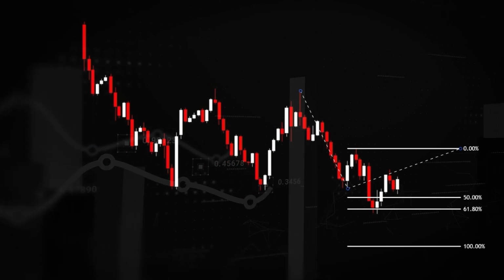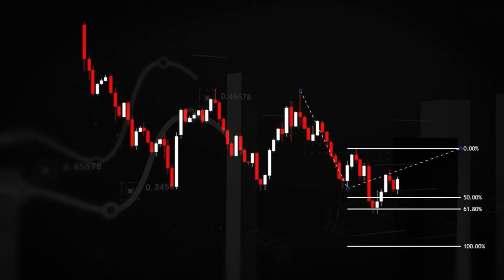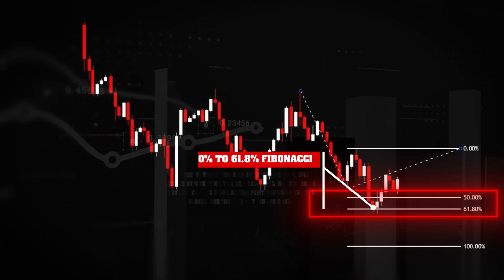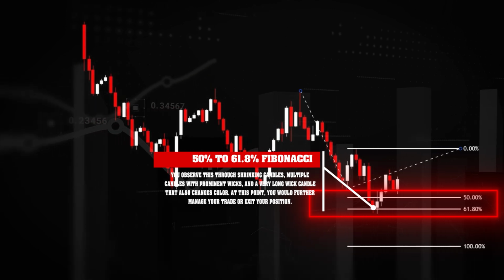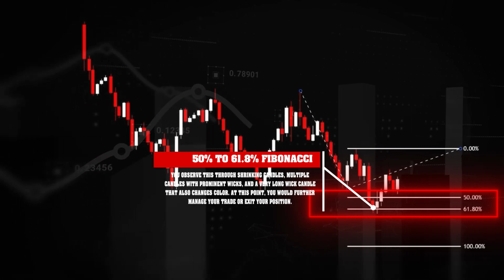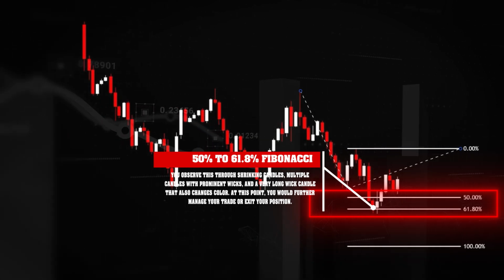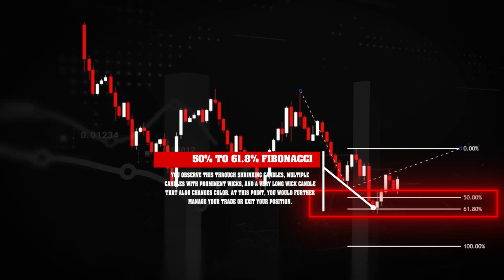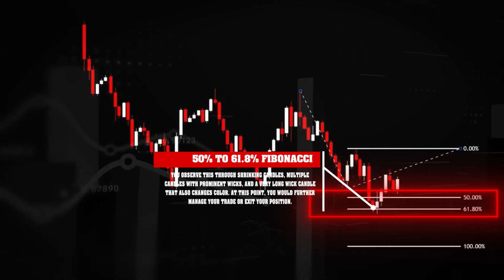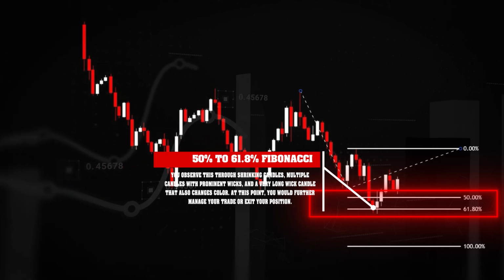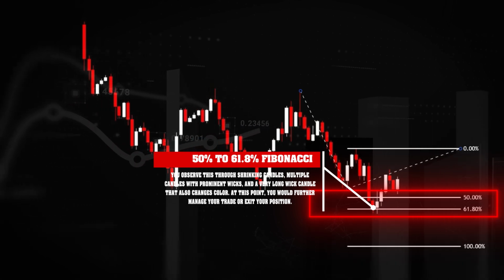You should then monitor the 50% to 61.8% Fibonacci extension area for price action indicating a possible trend change. You observe this through shrinking candles, multiple candles with prominent wicks, and a very long wick candle that also changes color. At this point, you would further manage your trade or exit your position.